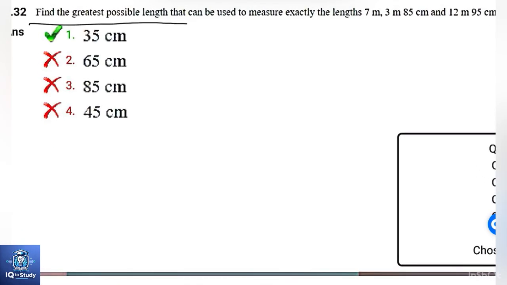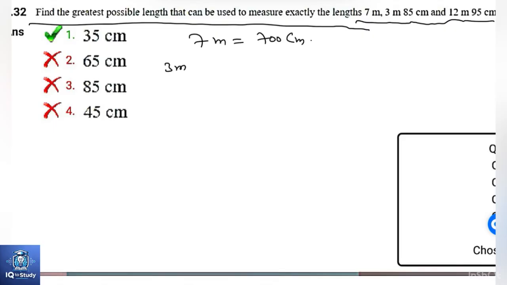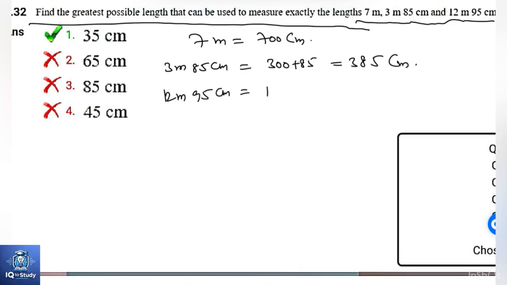Find the greatest possible length that can be used to measure exactly the lengths 7 meters, 3 meters 85 centimeters, and 12 meters 95 centimeters. We know that 7 meters is equal to 700 centimeters, and 3 meters 85 centimeters means 300 plus 85, which is 385 centimeters, and 12 meters 95 centimeters means 1200 plus 95, which is 1295 centimeters.